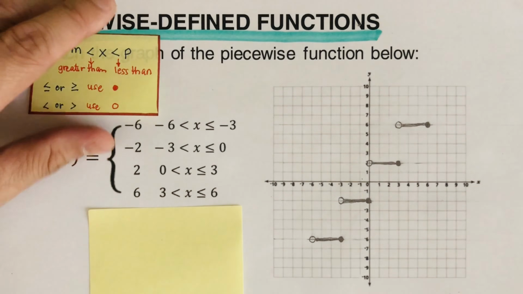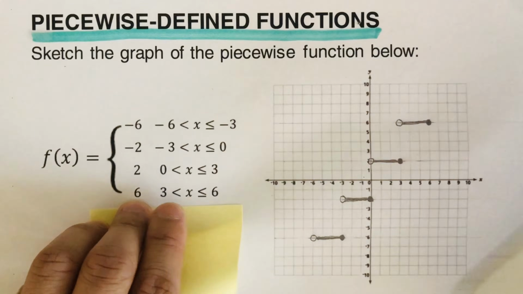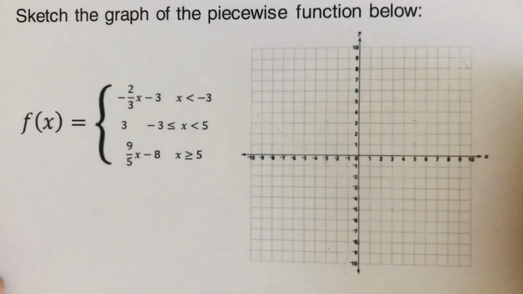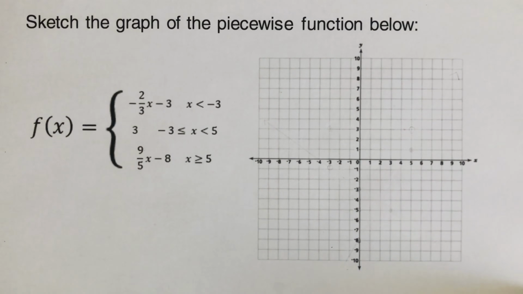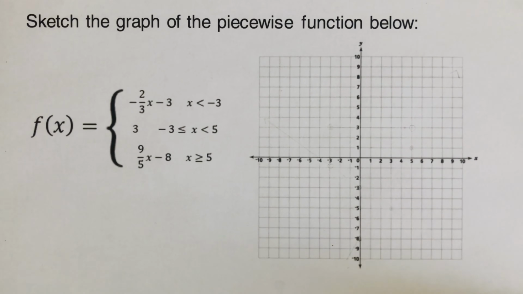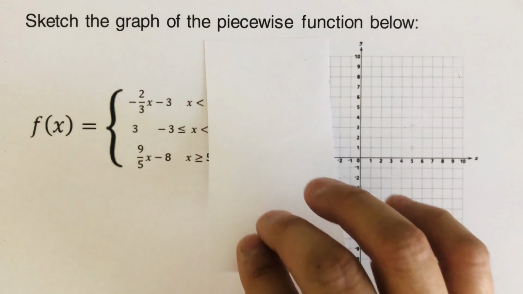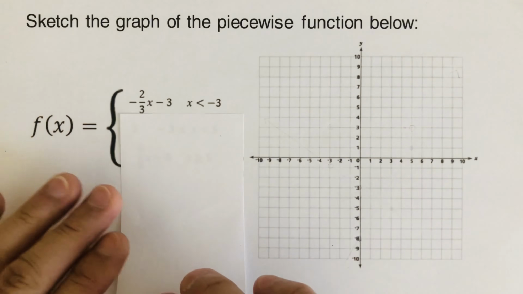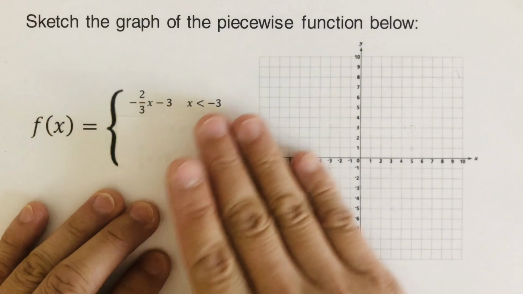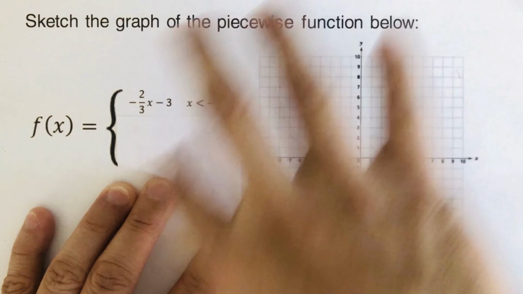Okay, so let's have another example here. At this time, I would encourage you to pause this video and try this problem out on your own. And when you're done, unpause it and check your answer. Okay, so we go over the problem here. So pretty much the same thing. So this part right here is the first function of this piecewise function. So let's draw this graph first before we move on to the rest of them.